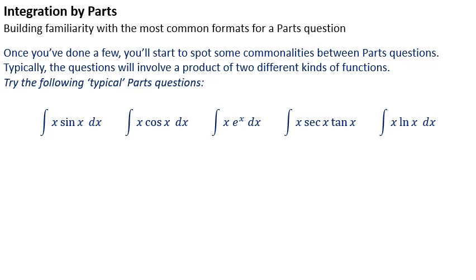So to begin with, we're going to avoid the complexities of having sine of 3x minus 2, etc. We're going to have just an x in front and a something else after it. Give these a go. There are 5 questions here. Some of them will feel a little bit different to others.